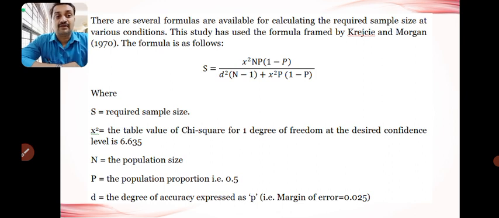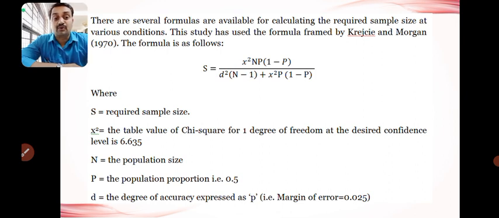Here is a formula which was given by Krejcie and Morgan in 1970 to determine the sample size. The formula looks quite complex, but the results are very good. So here S is the required sample size. X square can be called chi-square. For the degree of freedom at 1, the desired confidence level is 6.635, so that will be a constant, and n is the population size.